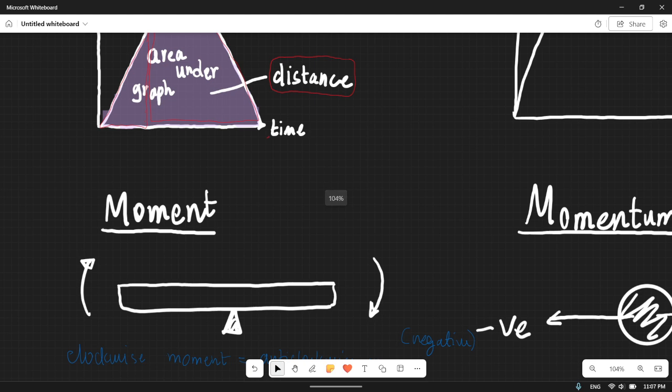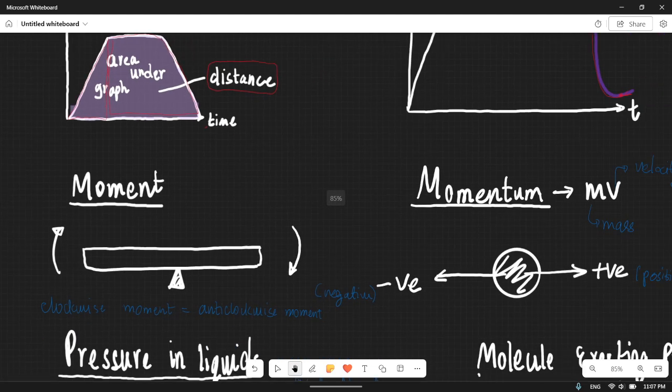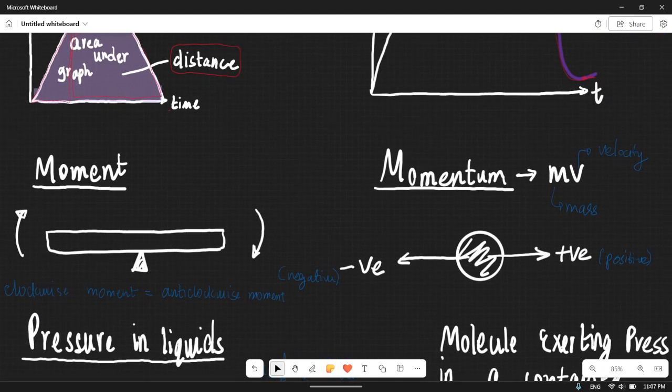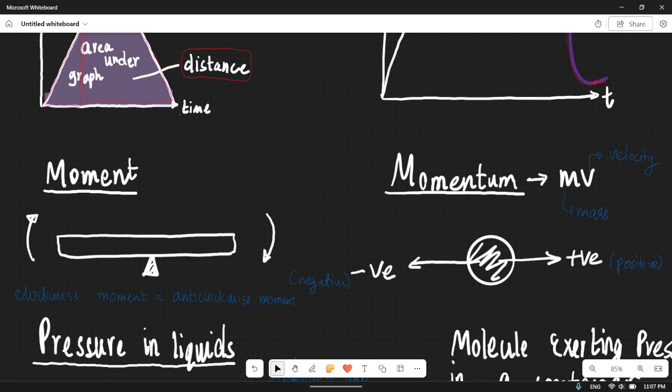Let's go on to moment. Now, these are not typically the type of graphs or diagrams that you will see in IGCSE, but I'm just using them to explain the concept as well as showing you the basics. So for moment, which is basically turning effect, let me write that down. Turning effect.